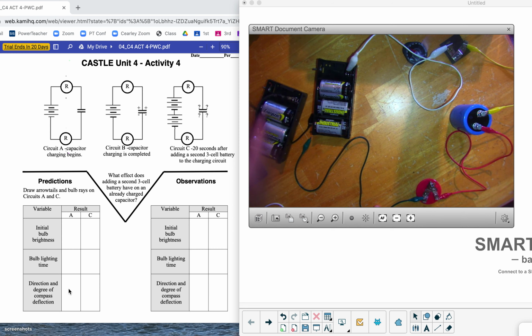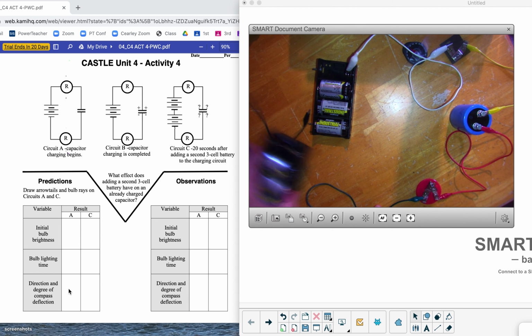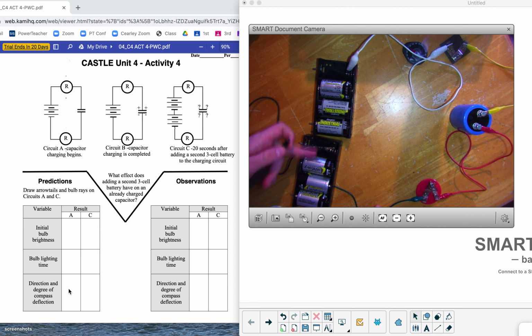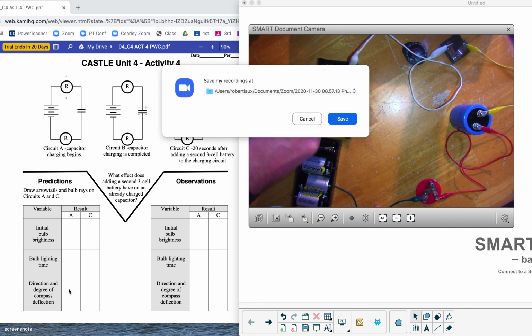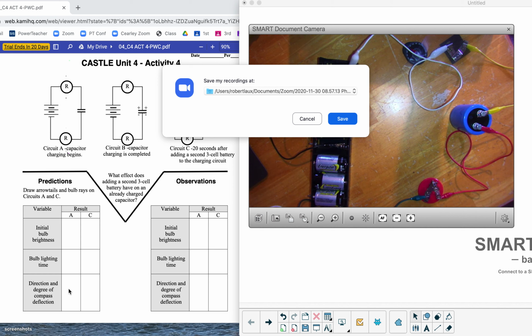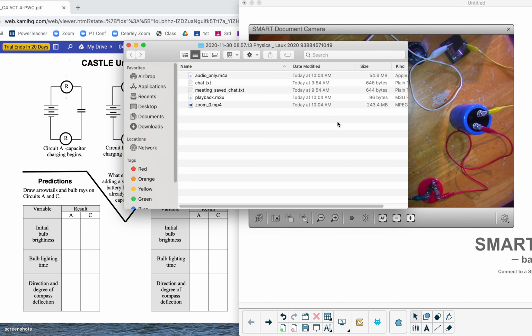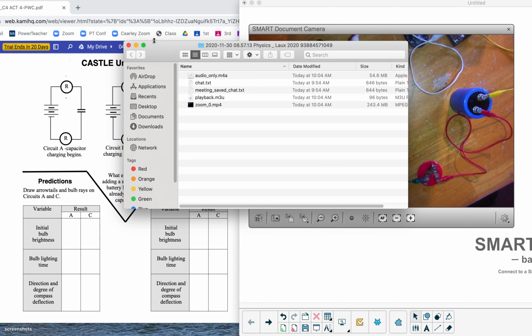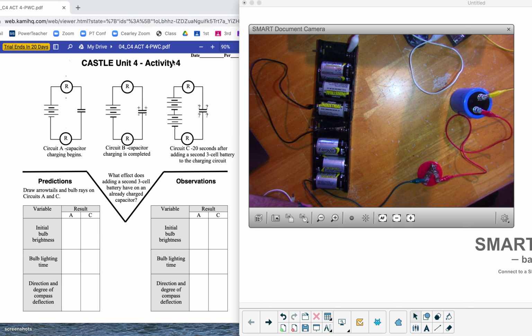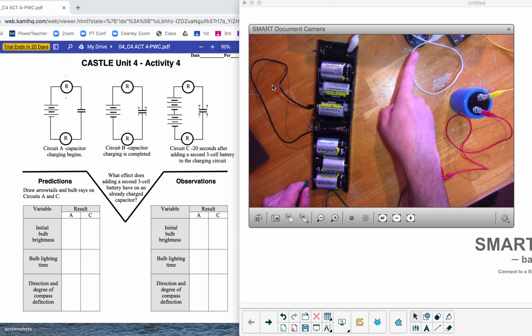We're going to go ahead and pull this wire back here, and we're going to hook the red springs for our second battery pack to the blue bolt of our first battery pack, and then the wire that was on the bottom part of the loop. Sorry about that. And then we're going to go ahead and hook this up, watching for lighting time, bulb brightness, and compass deflection.